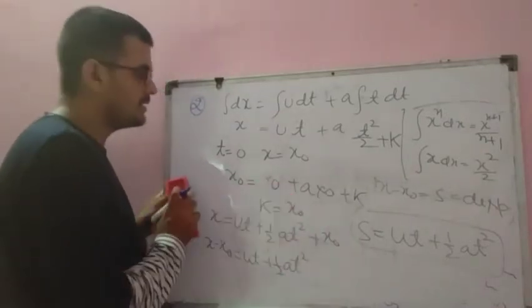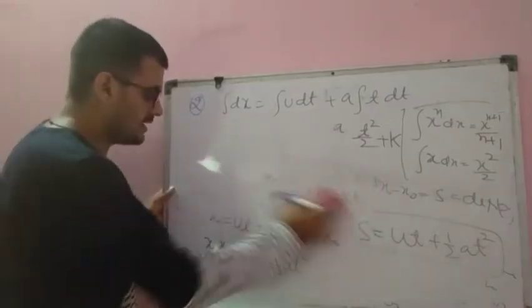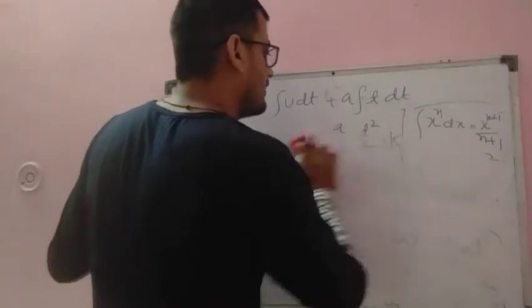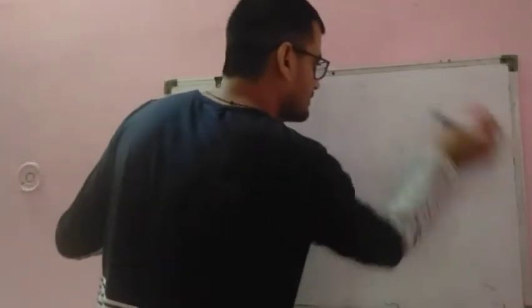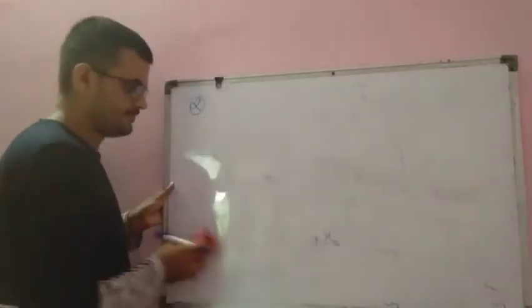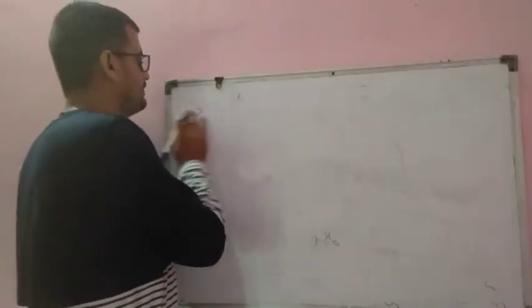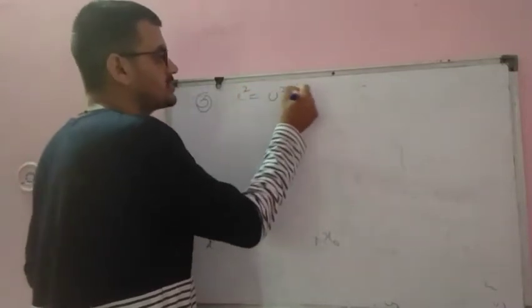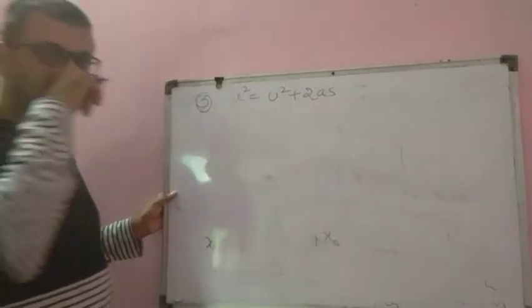Now student, now we will prove the third equation of motion. What is it? The third equation of motion is v square equal to u square plus 2as. This is the third equation of motion.